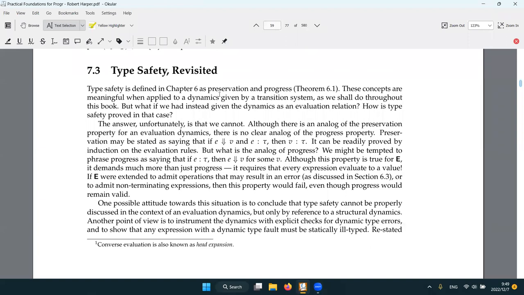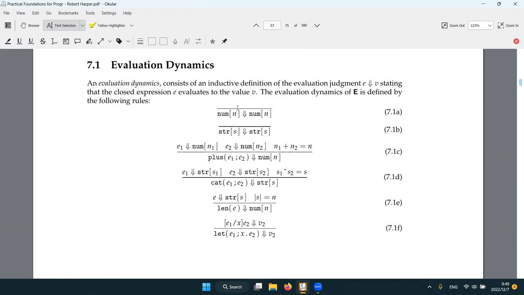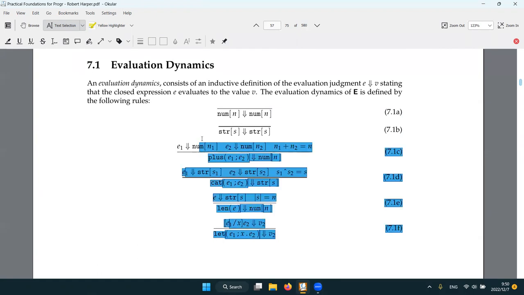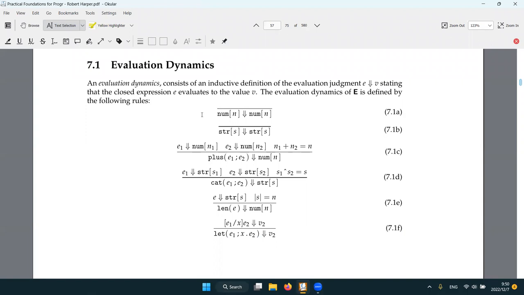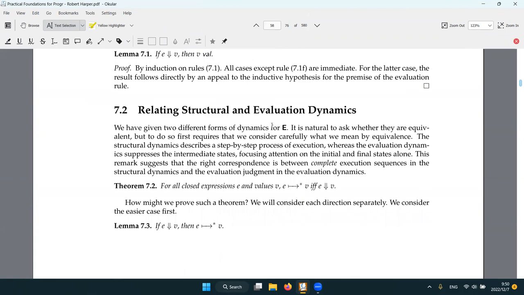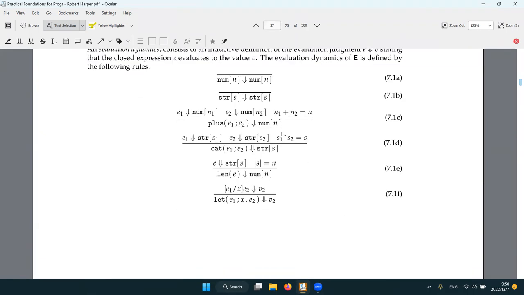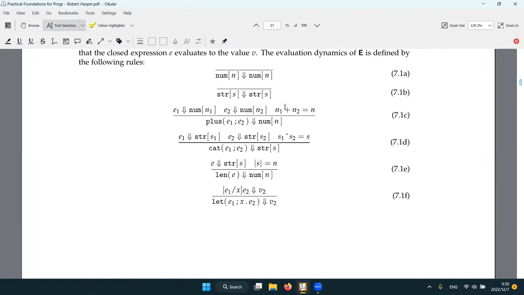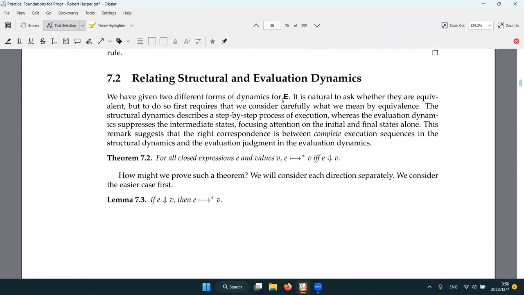And then the book starts to talk about type safety again. Chapter 6 describes type safety as preservation and progress. For preservation, we can still prove that. Unfortunately, for progress, we cannot prove it this way, because evaluation dynamics cannot distinguish between whether the program is stuck or it just never terminates.